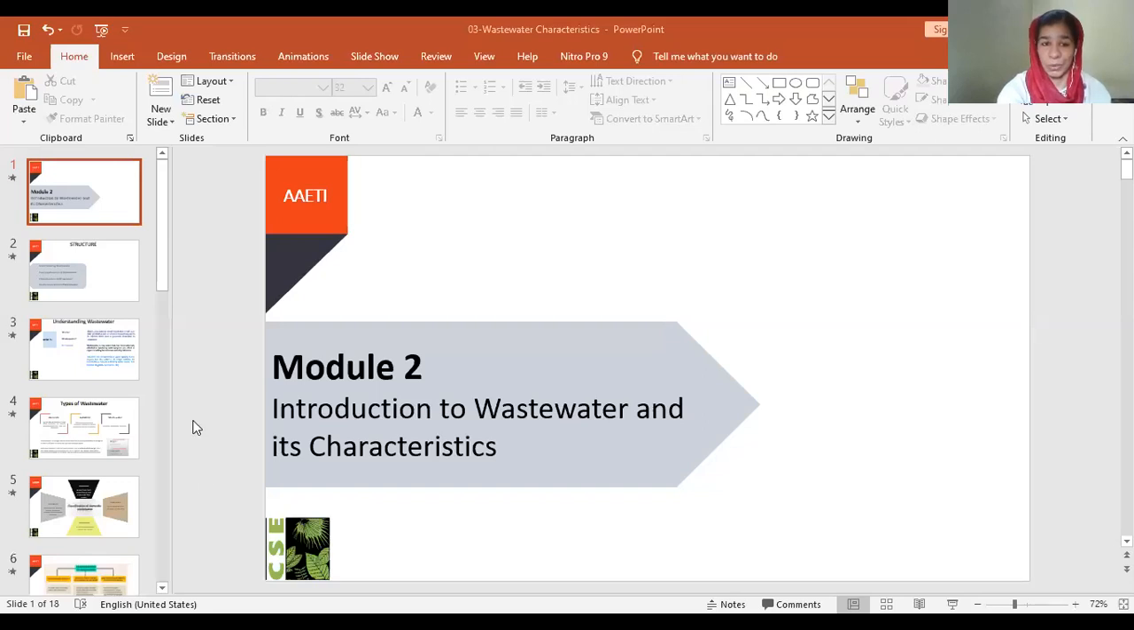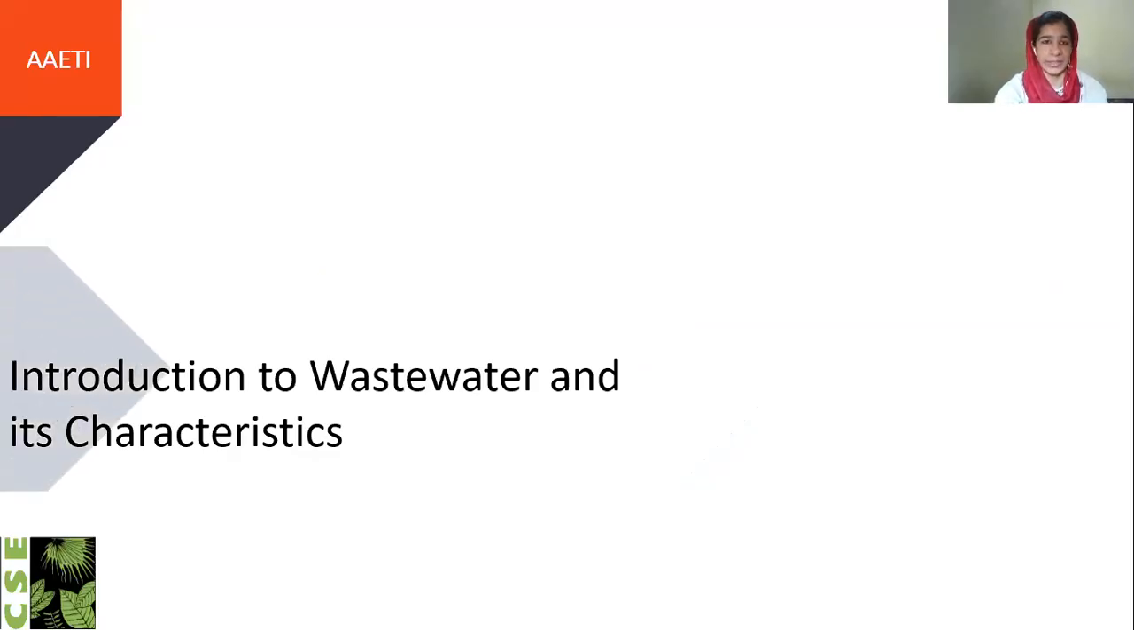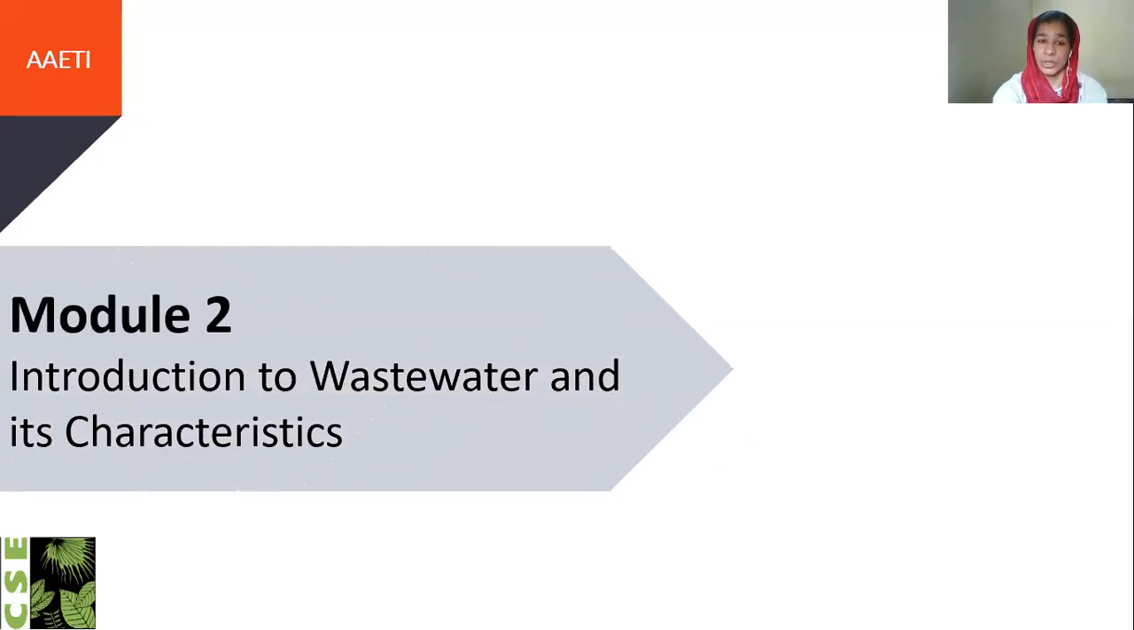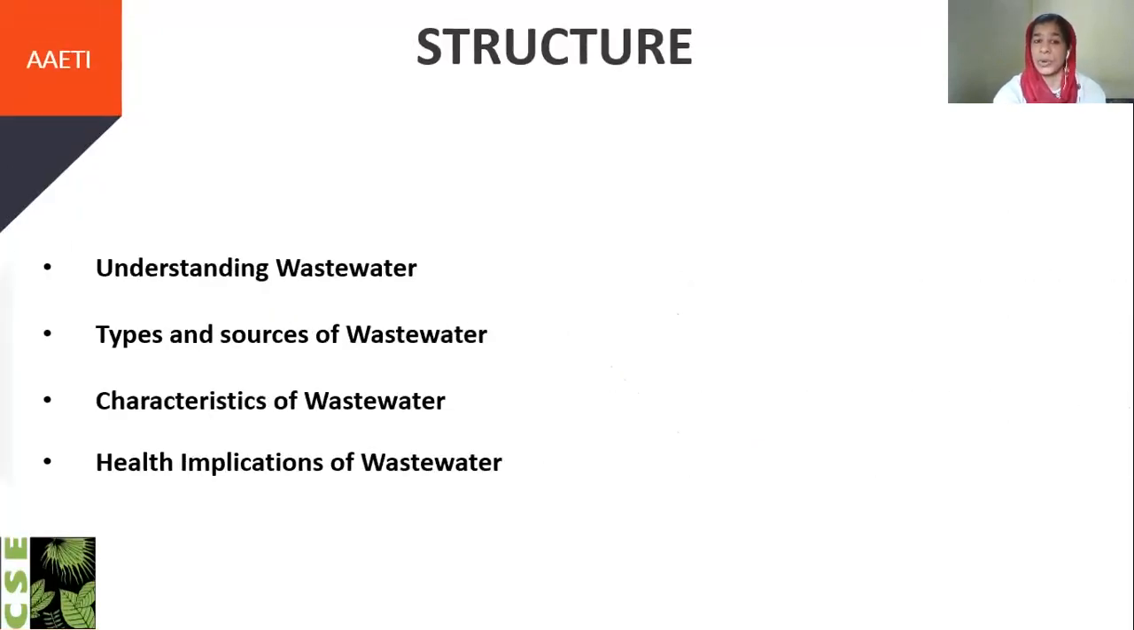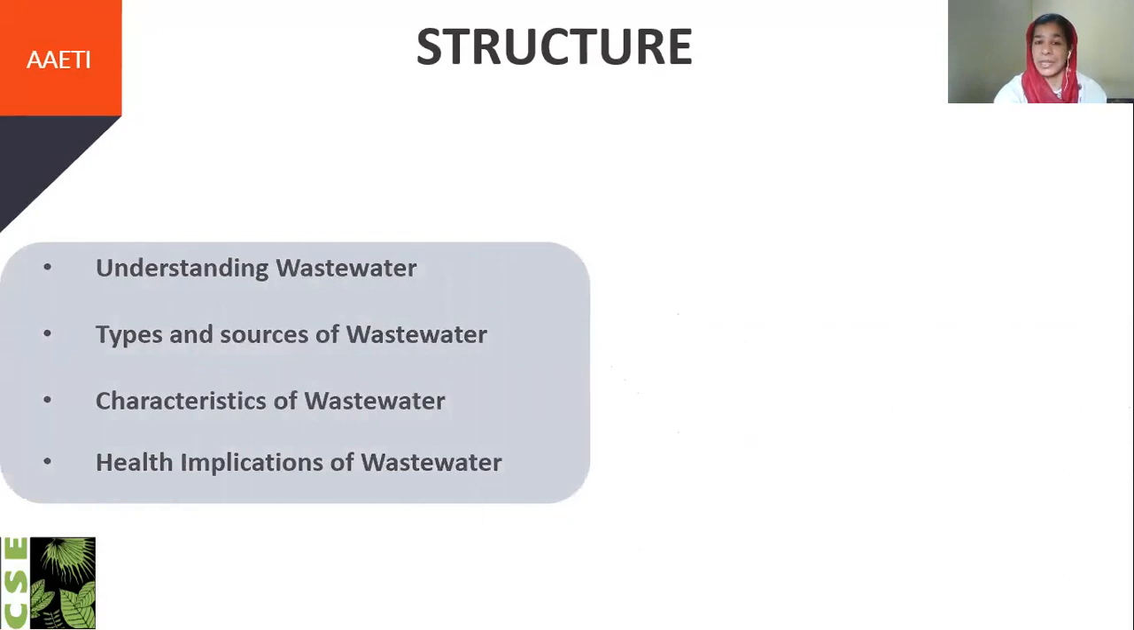So, I will be taking you through the presentation on the characteristics of wastewater. Introduction to wastewater and its characteristics. So, the structure of the presentation is to understand wastewater, types and sources of wastewater, characteristics, and if not treated properly, how it can impact human health.